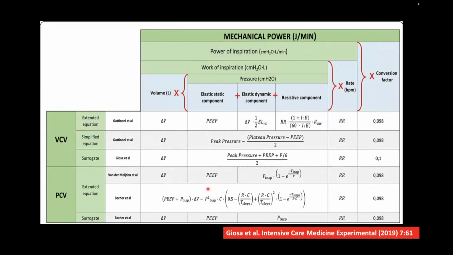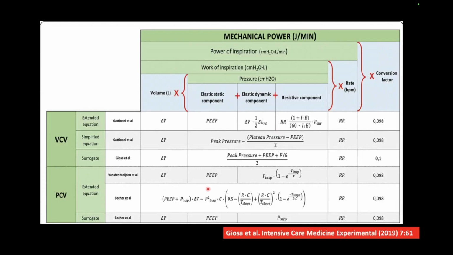There are various methods of calculating mechanical power. First is the geometric method, where the area under the pressure-volume curve is taken and multiplied by respiratory rate. That algorithm is present in some ventilators like Hamilton and Mindray. Then there are two types of equations, surrogate equations and comprehensive equations, by which mechanical power can be calculated in volume control as well as pressure control mode. So in volume control, we have Gattinoni's comprehensive equation, which was published in 2016. After that, the simplified Gattinoni equation also came. So these are the comprehensive equations.